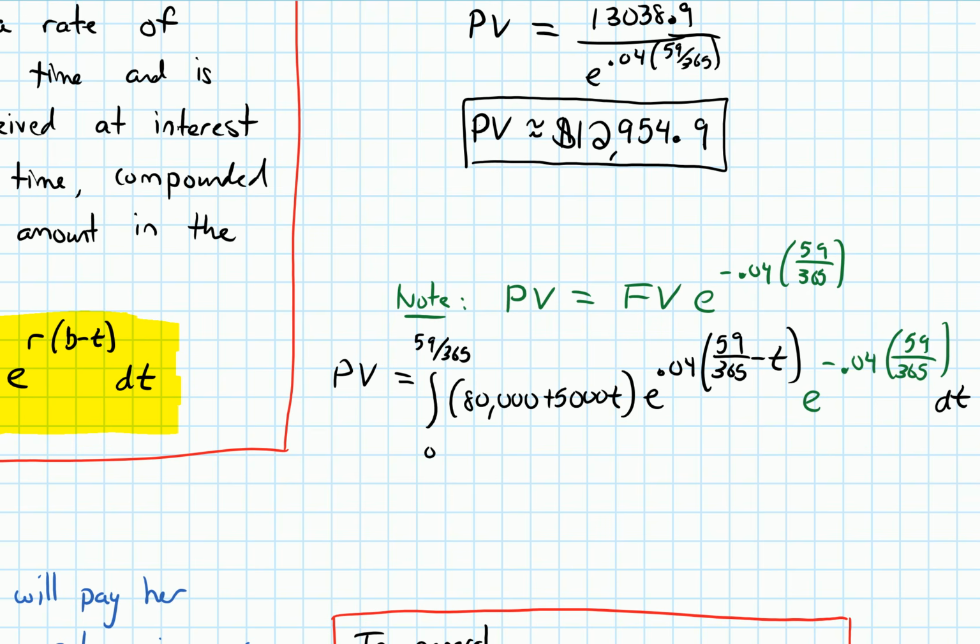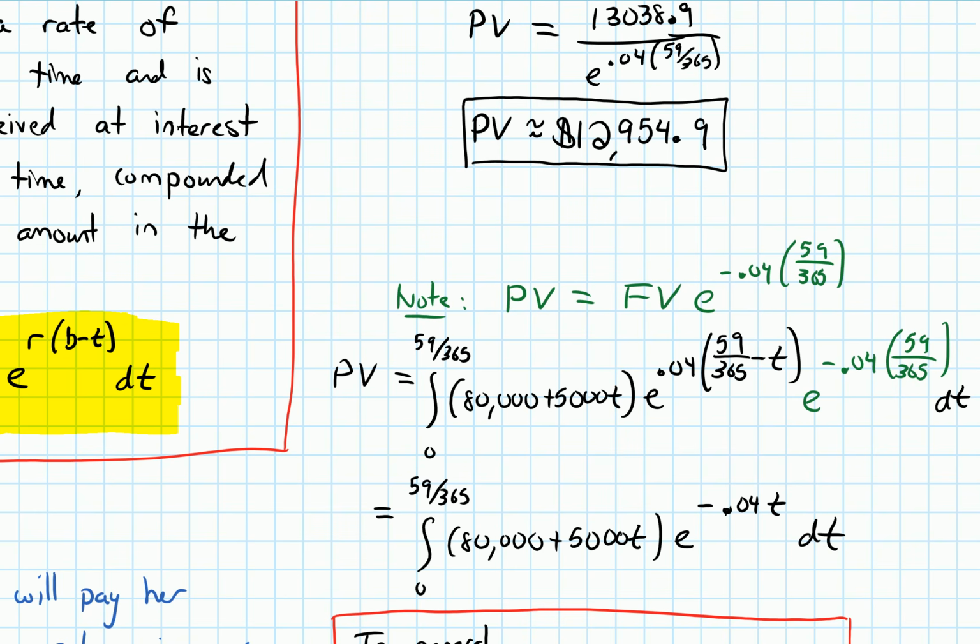And then we have a little bit of cancellation. We'll end up with this integral from 0 to 59 over 365. We still have the 80,000 plus 5,000 t, but this positive 0.04 times 59 over 365 and this negative 0.04 times 59 over 365 will cancel, and I'll be left with e to the negative 0.04 t.